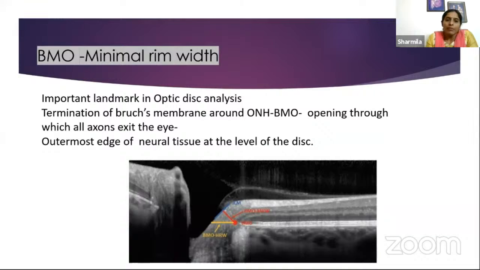The BMO minimum rim width. This is a very important anatomical landmark, and it is a very recent modality to detect early glaucoma. So Bruch's membrane opening, which is seen here as a red dot, is very important because it is the termination of Bruch's membrane around the optic nerve head. And it is through this opening that most of the axons exit the eye, and it is the outermost edge of the neural tissue at the level of the optic disc.